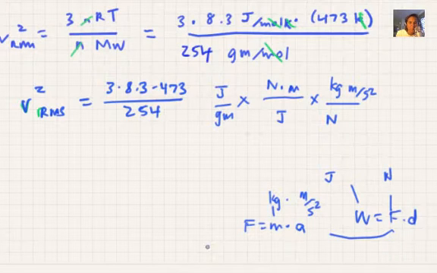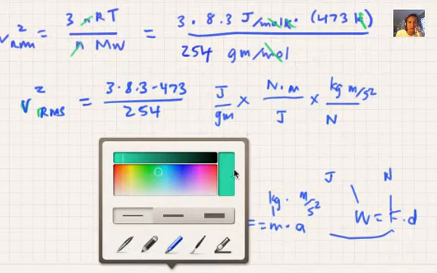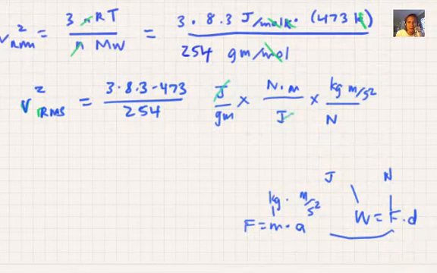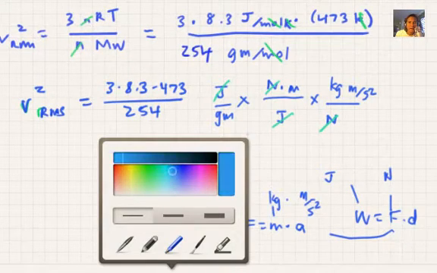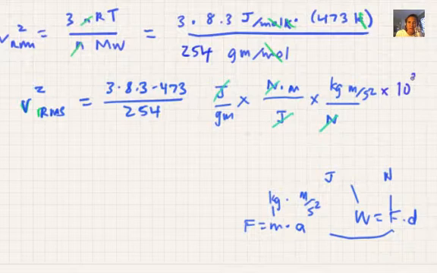Now notice I have a mixture here. If I go ahead and cancel what units I can, I have joules here, newtons here, and grams and kilograms here. So I need to convert this grams to a kilogram. I know that there are 1,000 grams in a kilogram. Let's see how we're doing the units here.